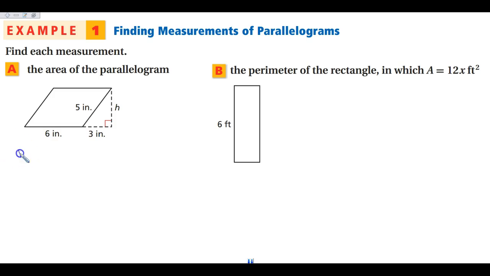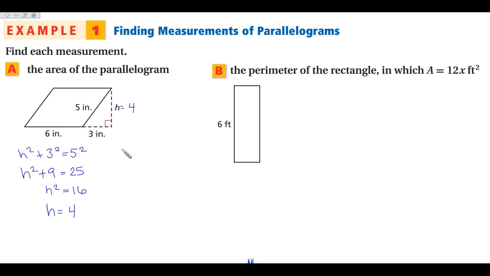So I'm going to set up h squared plus 3 squared is equal to 5 squared. Okay, so we're going to have h squared plus 9 is equal to 25. Subtract 9 from both sides, and we get that h squared is equal to 16. And when we square root both sides, we get that h is equal to 4. So the height is 4.